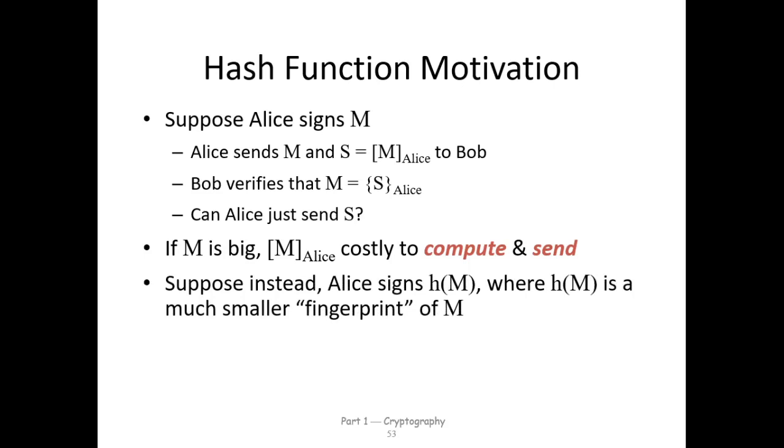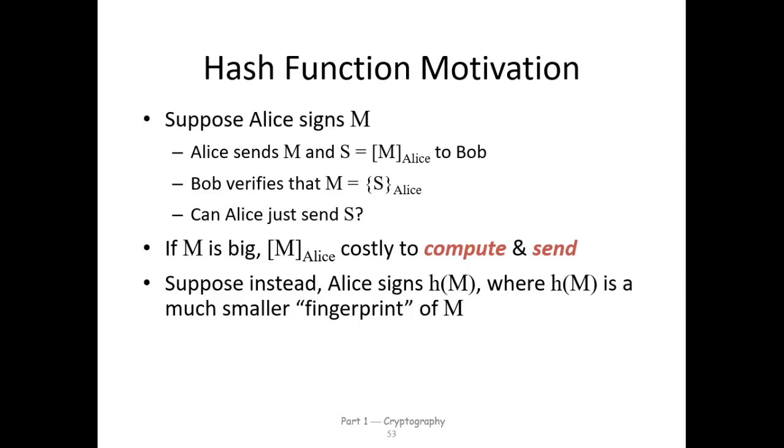Suppose instead Alice signs, not directly on the message, but on h of m, the hash of m. So you calculate the hash function of that message, where h of m is a much smaller fingerprint of m. Whatever the message, bigger or smaller, if we calculate the hash of it, it comes with a compression mode.